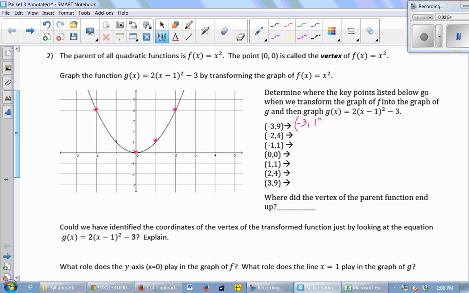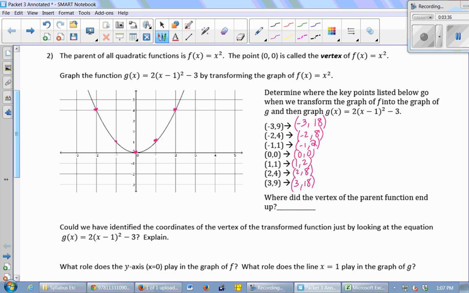So I get negative 3, 18, negative 2, 8, negative 1, 1, 0, 0, stays 0, 0, because doubling 0 is still 0. 1, 1, double the y value, I get 1, 2. 2, 4, double the y value, I get 2, 8. 3, 9, double the y value, I get 3, 18. Okay, so that takes care of the vertical stretch. Oh, whoops, that should be negative 1, 2. Thank you. Okay, so now I've done the vertical stretch.